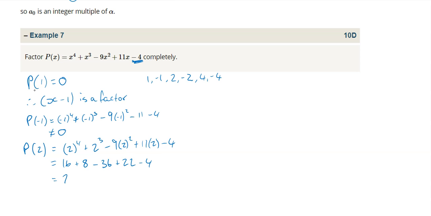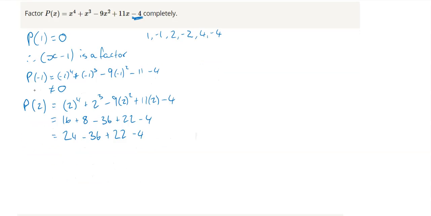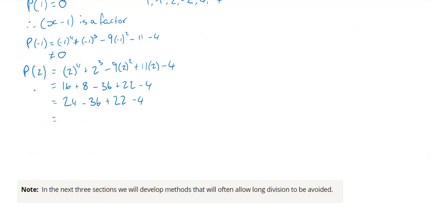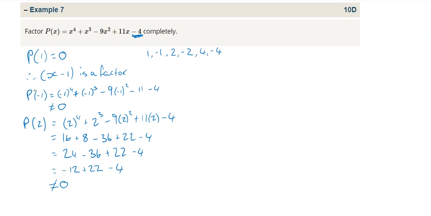Well, what's that? That's 24 minus 36 plus 22 minus 4. What do we get there? 12, -12 plus 22 minus 4. Yeah, not equal to 0. Cool. So we've lopped off that one, that one is not. Let's try with -2.